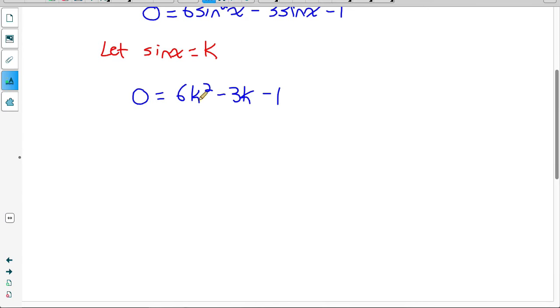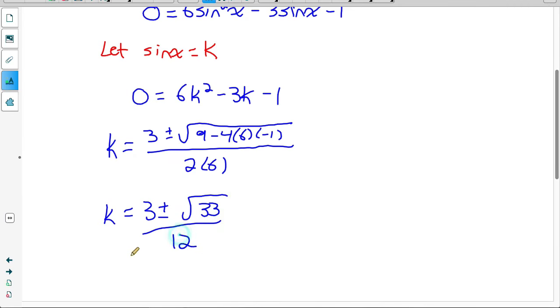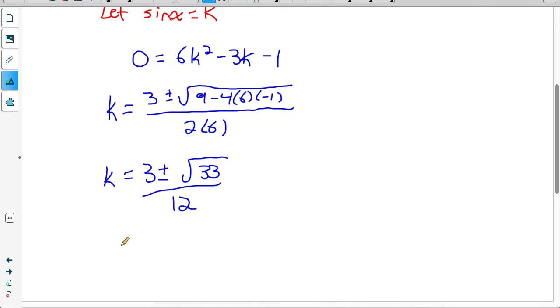So quadratic formula tells you that the variable, k in this instance, is equal to negative b, so 3, plus or minus the square root of b squared, so negative 3 squared is 9, minus 4ac, so 6 times negative 1. And this is all over 2a, so 2 times 6. So if we simplify underneath the square root, 9 minus this product, it actually becomes 9 plus 24, which is root 33. And this is all over 12. So this is what k equals.